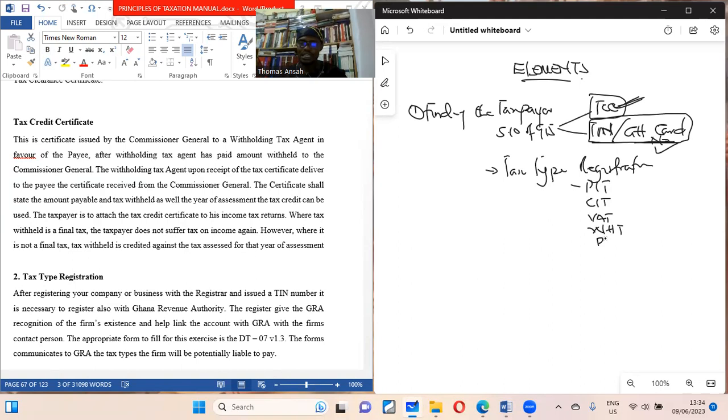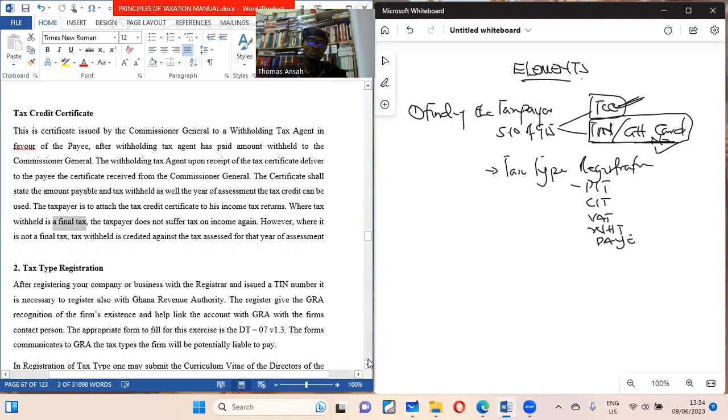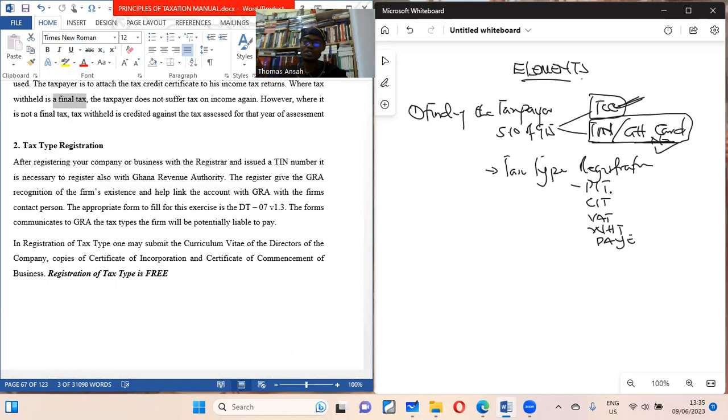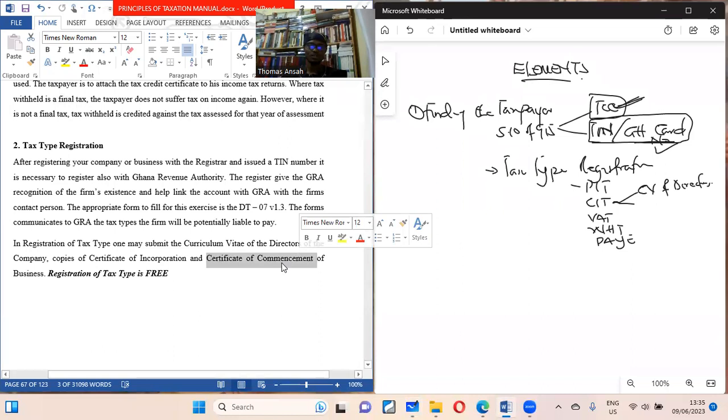So once you register, we get to know you exist. Now, in registration, especially for a company, you have to submit the CV of your directors, and these days they give you the certificate of commencement. They don't give two, they just give one certificate of commencement. Once you have the commencement, it means you have been incorporated. And the registration is free. However, if you don't register, you can be in trouble.